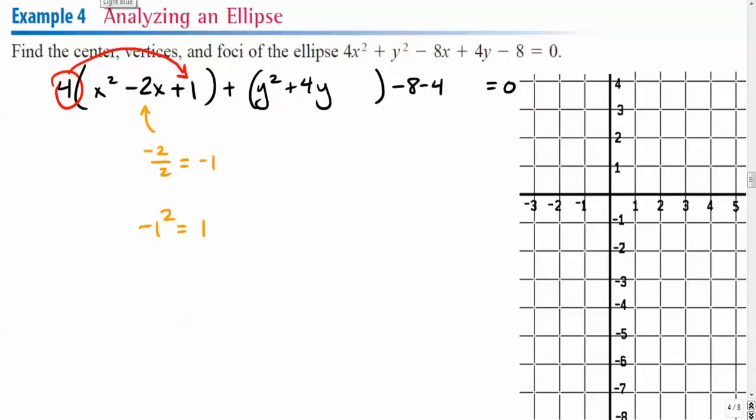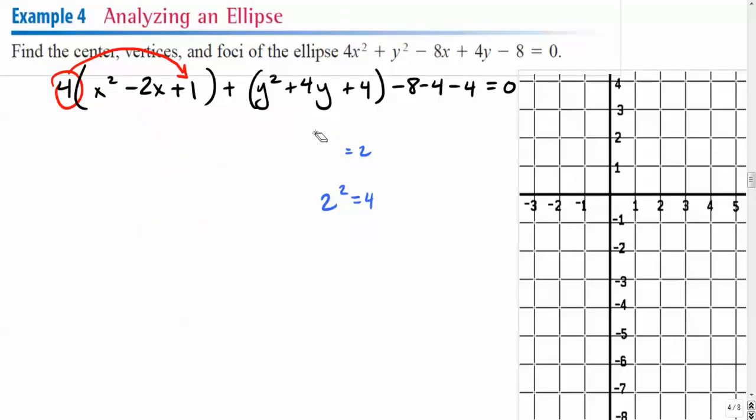Let's move on to this one. We're going to cut that in half. 4 over 2 is 2, and 2 squared is 4. So I'm going to add 4 right here. It doesn't get multiplied by anything in front, so that's just another minus 4. And that was completing the square.